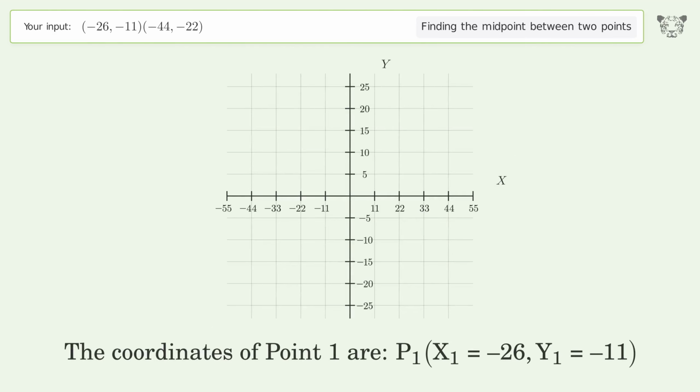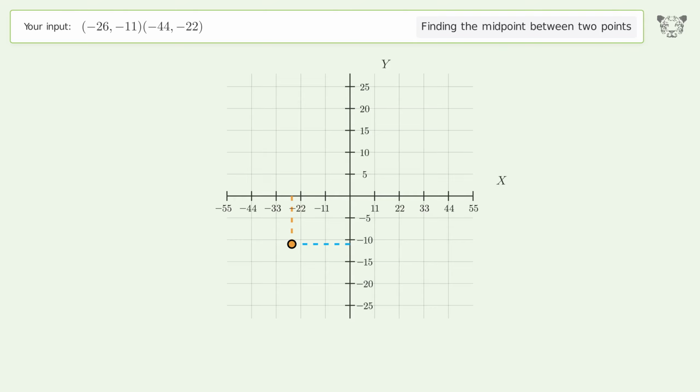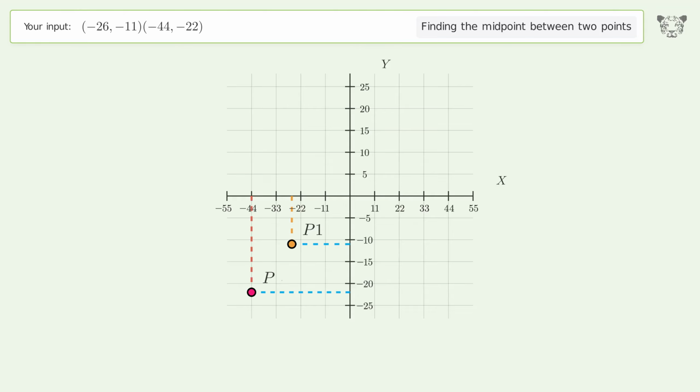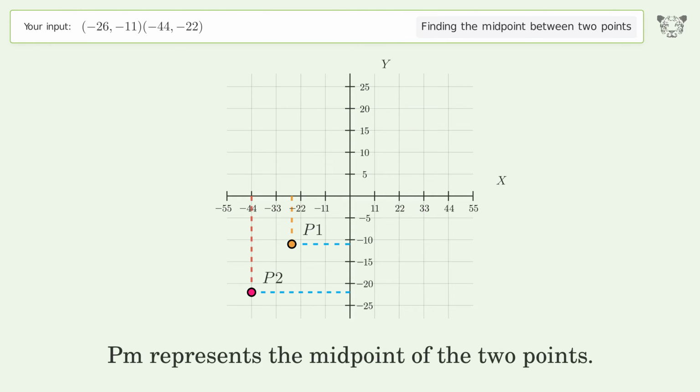The coordinates of point 1 are x1 equals -26, y1 equals -11. The coordinates of point 2 are x2 equals -44, y2 equals -22. PM represents the midpoint of the 2 points.